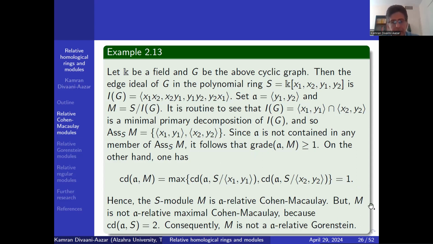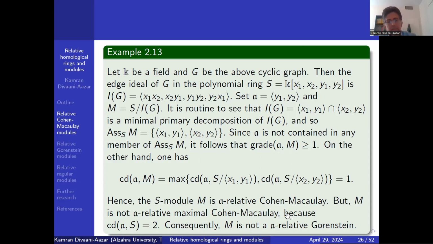But M is not a relative maximal Cohen-Macaulay because the grade of A in this ring is 2. Cohomological dimension of A in S is 2. For M being maximal Cohen-Macaulay, this grade should be equal to this. But we saw that the grade of M with respect to A is 1, and this is 2. So M is not a relative maximal Cohen-Macaulay.